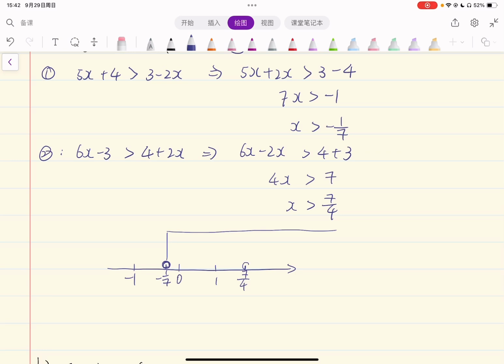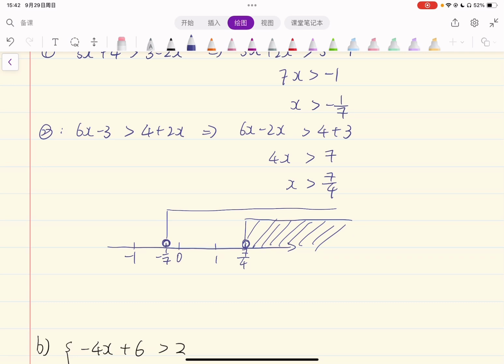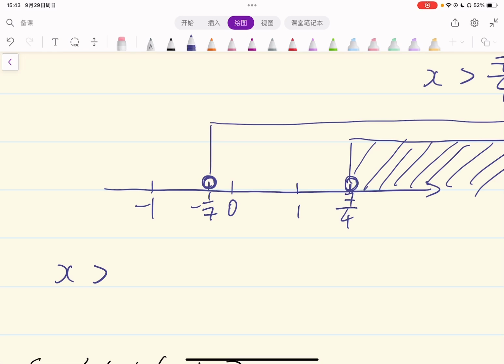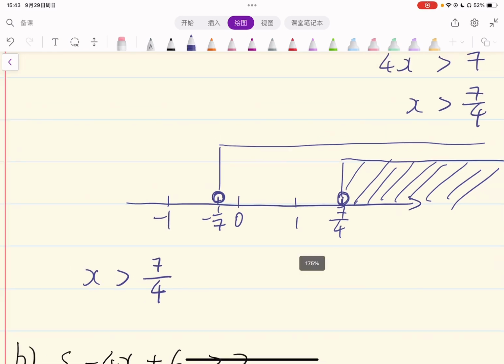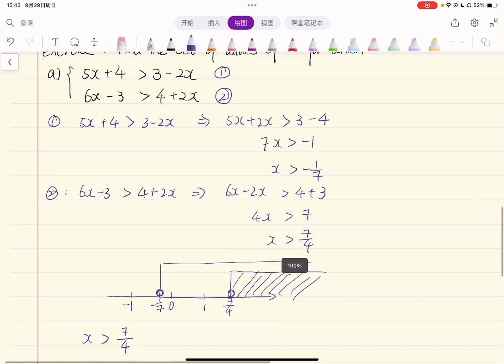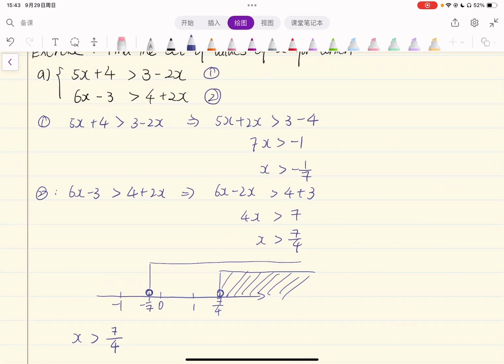So we find that 7 over 4, the empty dot, and then greater than on the right-hand side of that. And we need to find the overlap area, that is this part, which implies the solution of the inequalities is x greater than 7 over 4. So we can see that x greater than 7 over 4 made the two inequalities true at the same time.